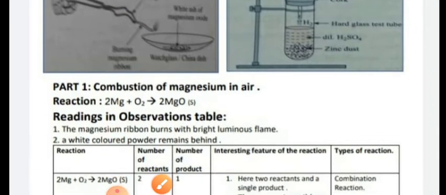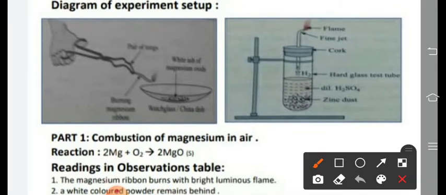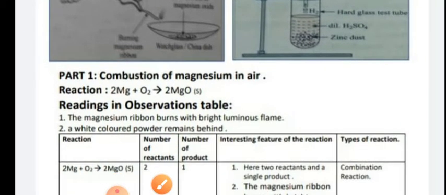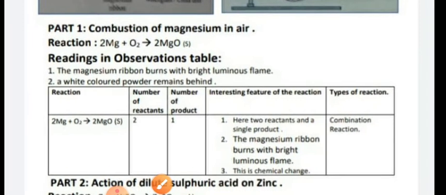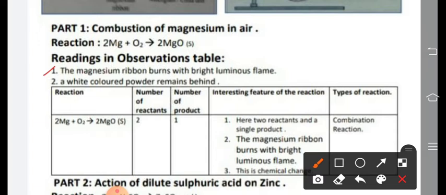In part A we have to see part 1, combustion of magnesium in air. That means magnesium is going to react with air, and then we get magnesium oxide. So the observations for the same are: magnesium ribbon burns with a bright luminous flame. I'll show you in the video. Point number 2, a white colored powder remains behind. That also I'll show you in the video.